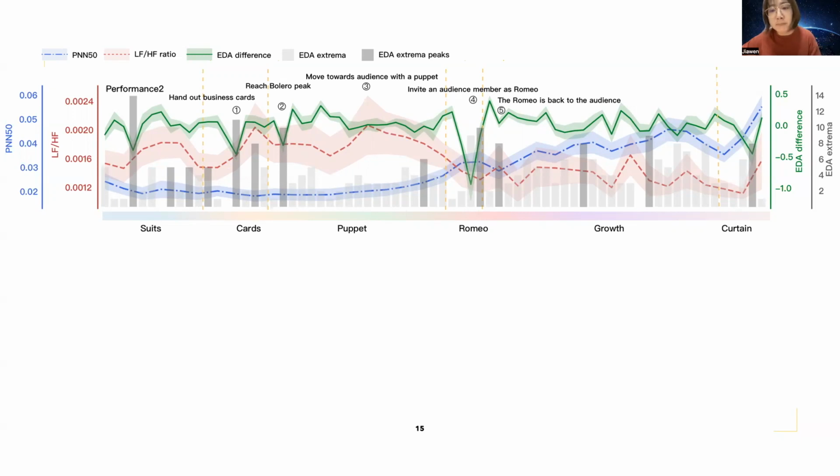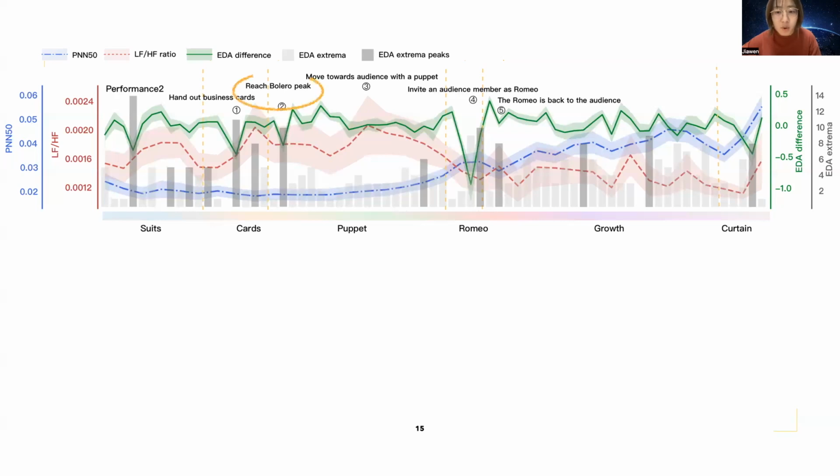Let's now focus on the bar chart and the blue line chart. The bar chart is the number of audience who experience the drastic EDA changes. This aggregated value could be interpreted as how many audience have similar aroused, excited, or anxious feelings within 1 minute.